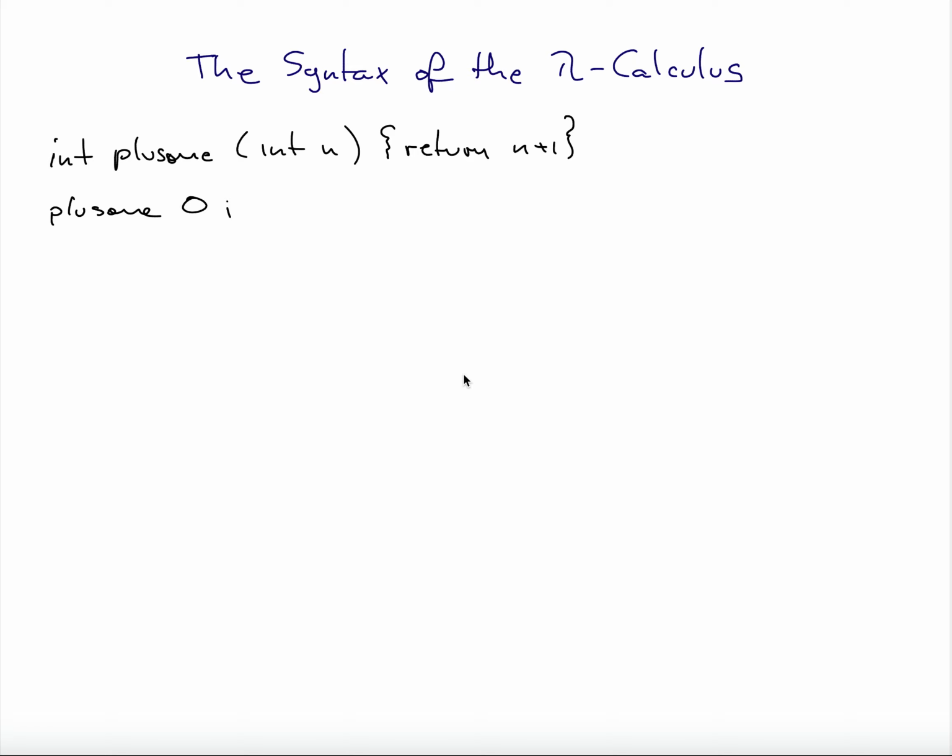I'm going to explain the syntax of the Lambda calculus with a little example. The idea is that the Lambda calculus is the simplest possible programming language. So we take a simple program from a C-like language, and we are going to simplify the syntax of this program until we arrive at a Lambda calculus program. So let's have a look.